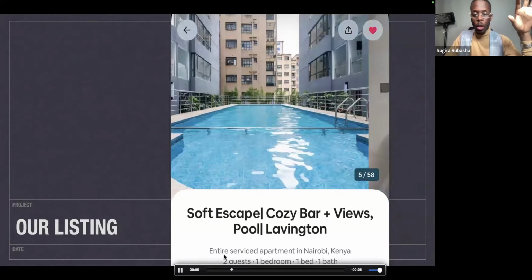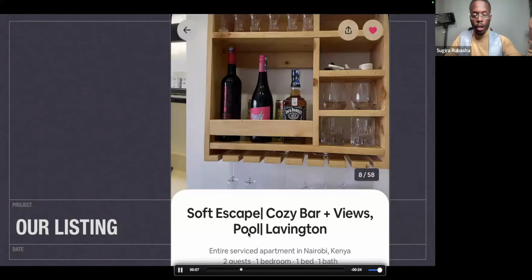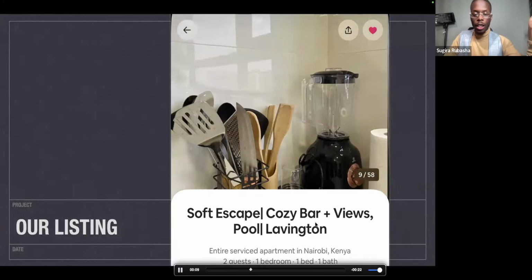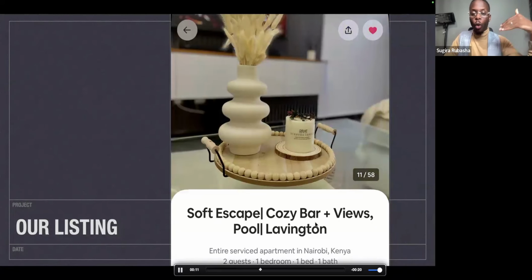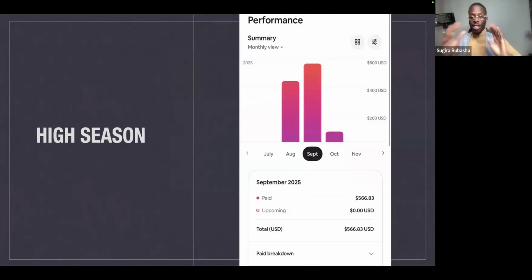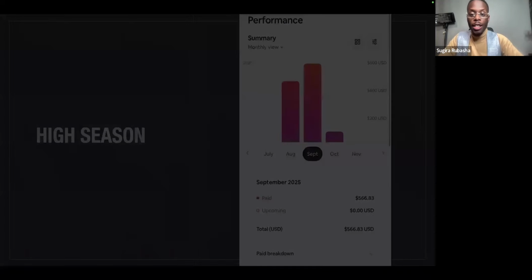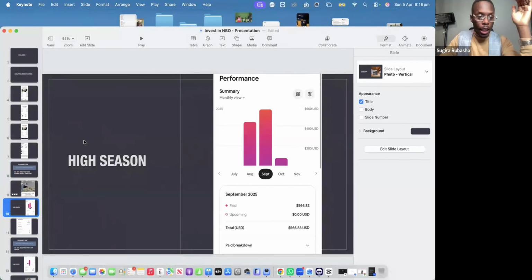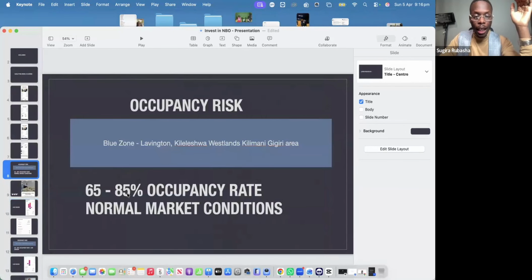And I'm going to get into this, which is quite powerful. It's a very nice area. So yeah, this is our listing, as you can see on Airbnb, that we put up right now, which is getting 4 bookings. Okay. So this is a screenshot of my Airbnb account. So I'm going to go into this. Look, you can see the occupancy rate here is 65 to 85% in normal market conditions. Now there's high seasons and then there's low seasons.